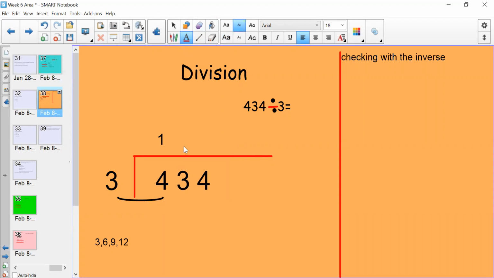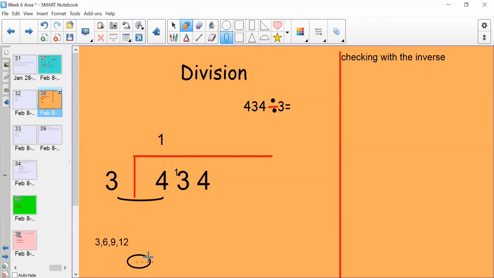So we added that one. And we regrouped it to that 3 in the tens column. So we now have 13. Okay, or remember we drew dots as well. So you could also draw 1, 2, 3, 4 dots. And then you could circle 3 of them.